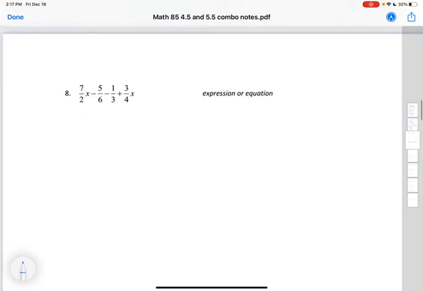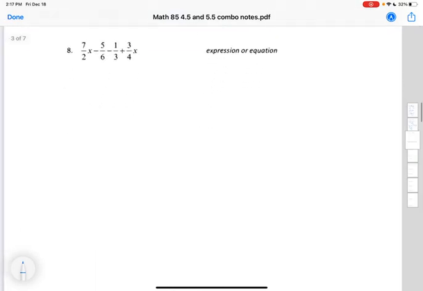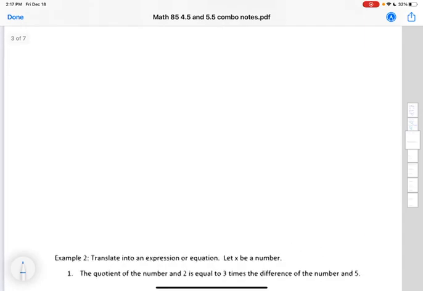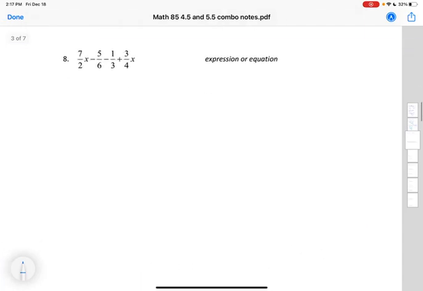Oh, here's a fraction one now. That's not the equation, okay? So that method that we just used will not work because there's no equal sign to balance it against, right? So this is an expression. Okay, go ahead and give it a try.